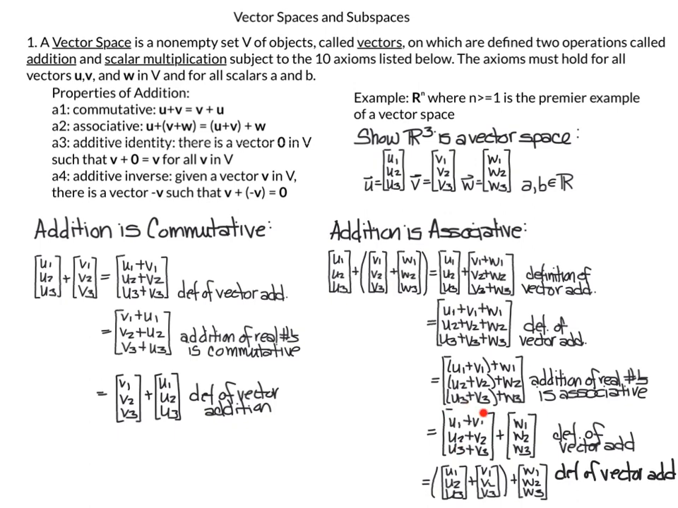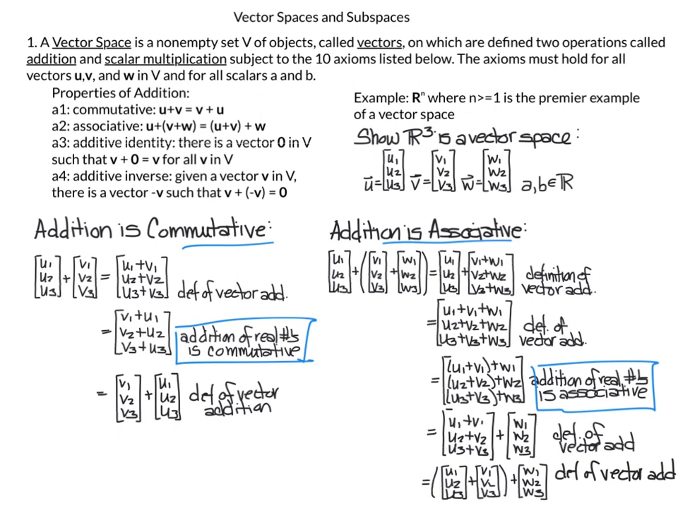So now here I can separate out my u1 from my v1, or my u from my v, and I get the associative: u plus v are added together first, and then w. And therefore I have shown that vector addition is associative.